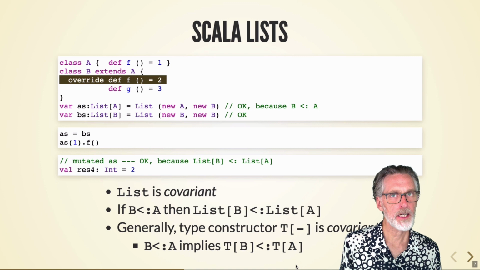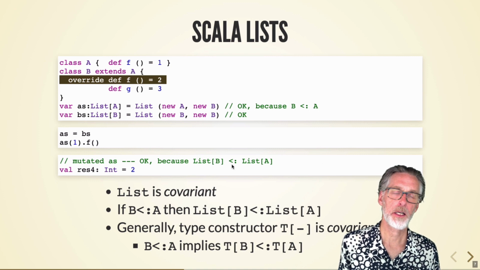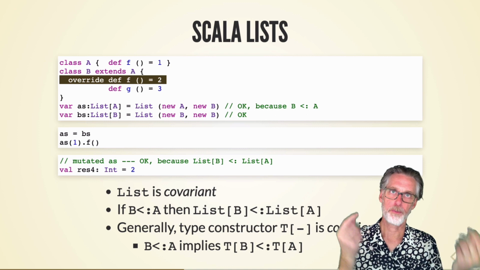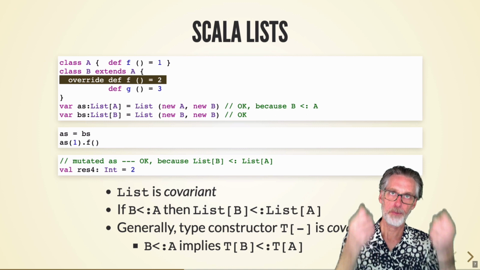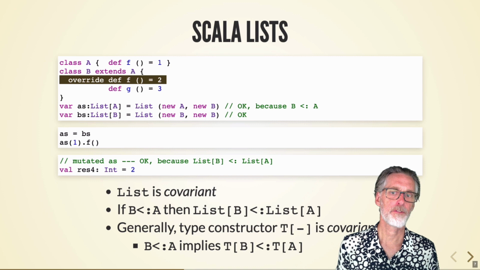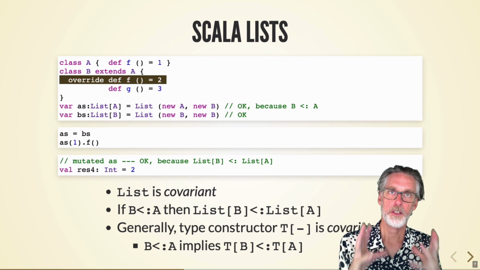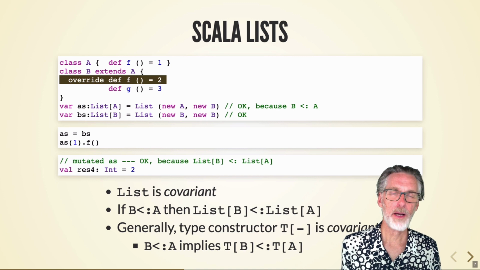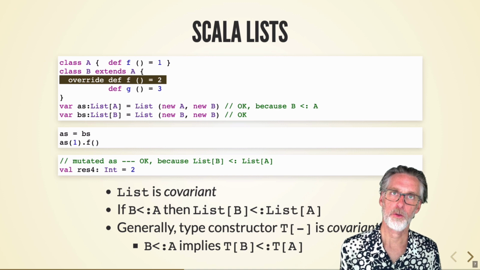There's lots of covariant constructors in Scala. Another one is the tuple constructor. So if I have a pair of a dog and a bird, I can treat that like a pair of animals. That's perfectly fine. What tuples and lists share in Scala is immutability. What about mutable structures like arrays?